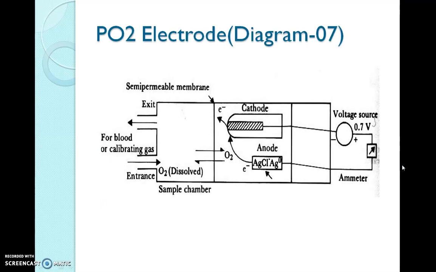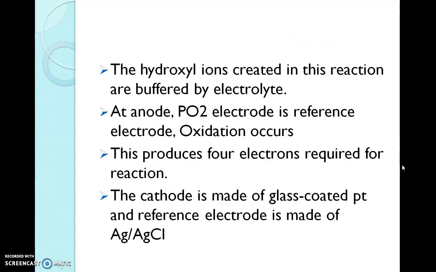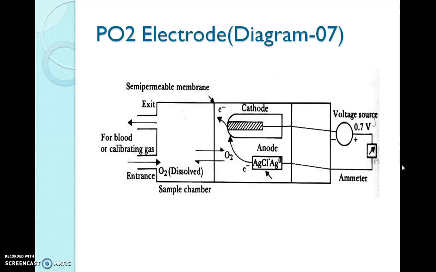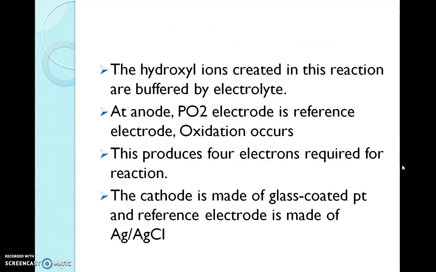The hydroxyl ions created in this reaction are buffered by the electrolyte at the anode, which in this PO2 electrode is the reference electrode. Oxidation occurs: 4Ag plus 4Cl minus gives 4AgCl plus 4e. This produces the 4 electrons required for the reaction. The cathode is constructed of glass coated platinum and the reference electrode is made of Ag or AgCl.